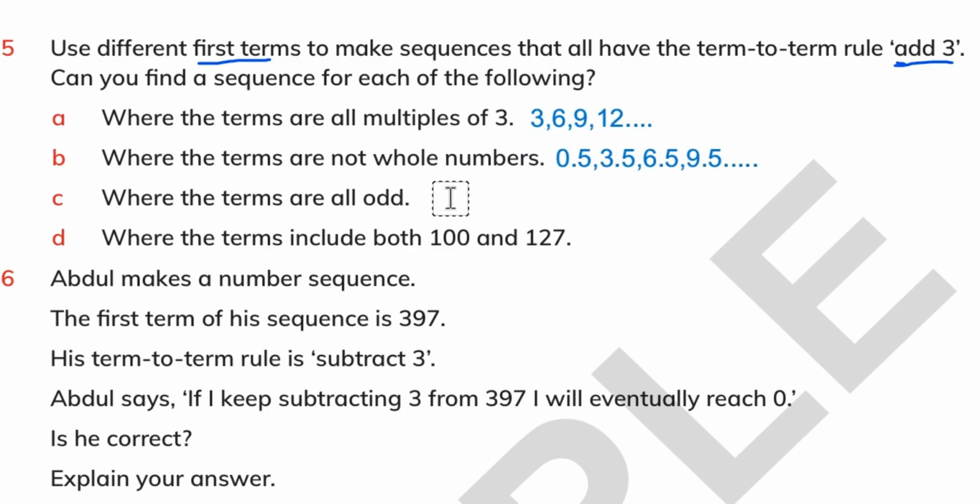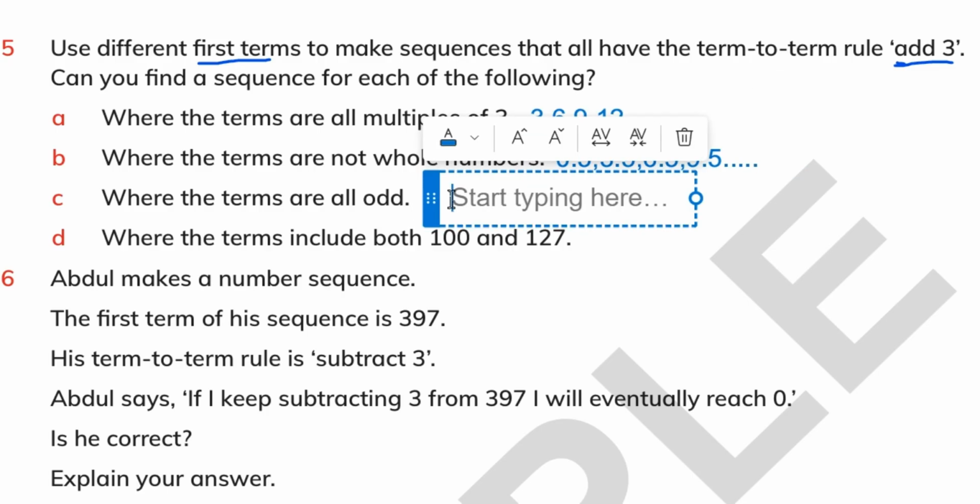Where the terms are all odd. This is something that is basically not possible. You cannot write any such sequence that will have all odd numbers, because when you add 3, for example if your first term is 3, when you add 3 to it, it will become 6. So 3 is an odd number, but 6 is an even number. When you again add 3, it will be 9. When you again add 3, it will be 12. So you can see that here one number is odd and one is even. So this sequence is basically not possible.